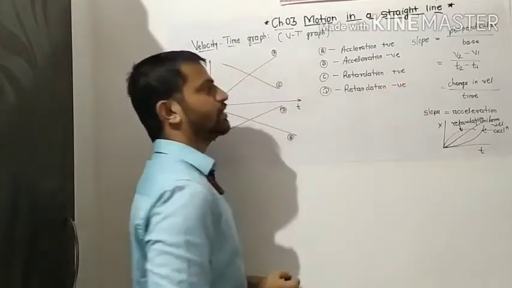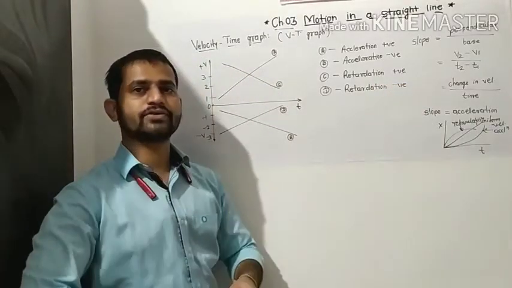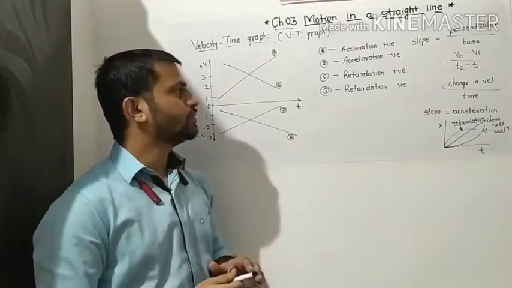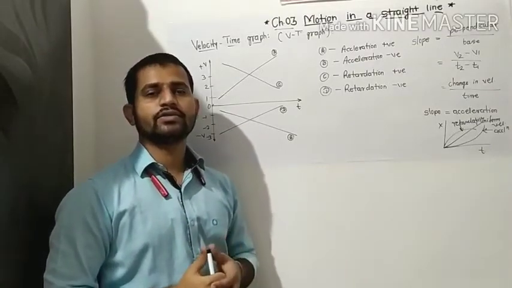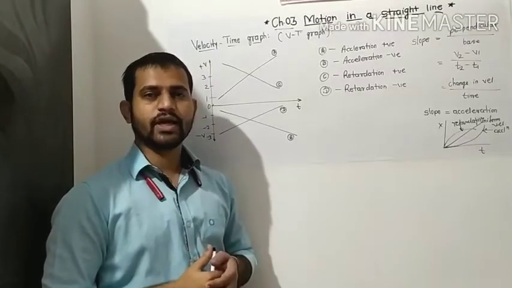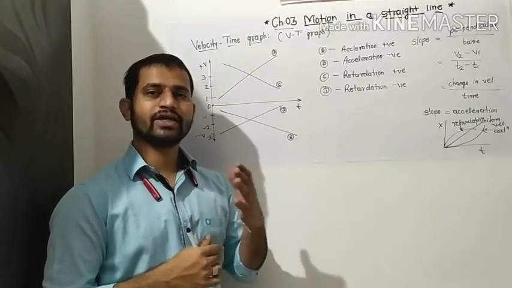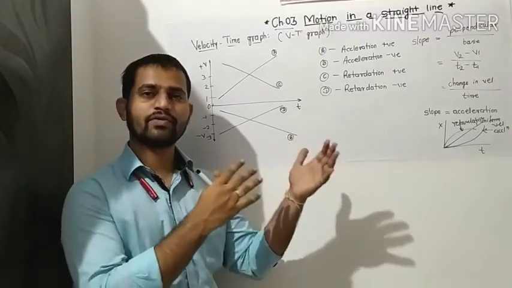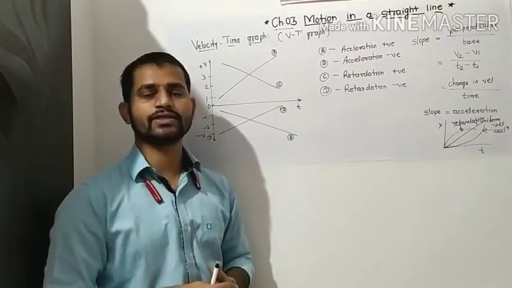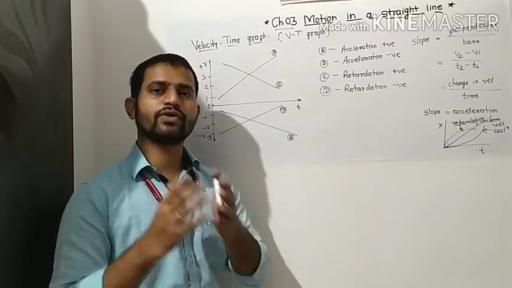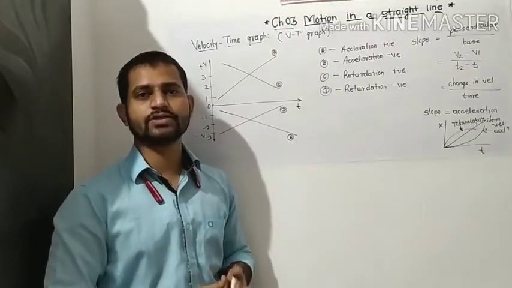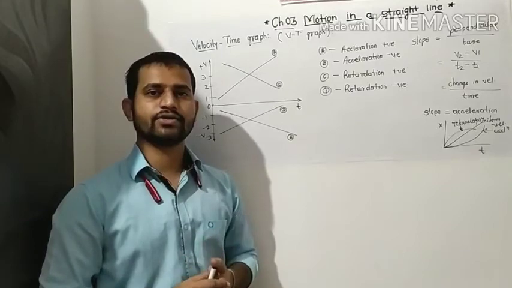Okay, retardation with the negative sign. From this curve we can say that the retardation we are getting in a velocity, either it is positive or negative, but if there is a change in the velocity from a higher value to a lower value, we have to call it retardation. And if there is a change in velocity from a lower value to a higher value, then we have to call it acceleration.